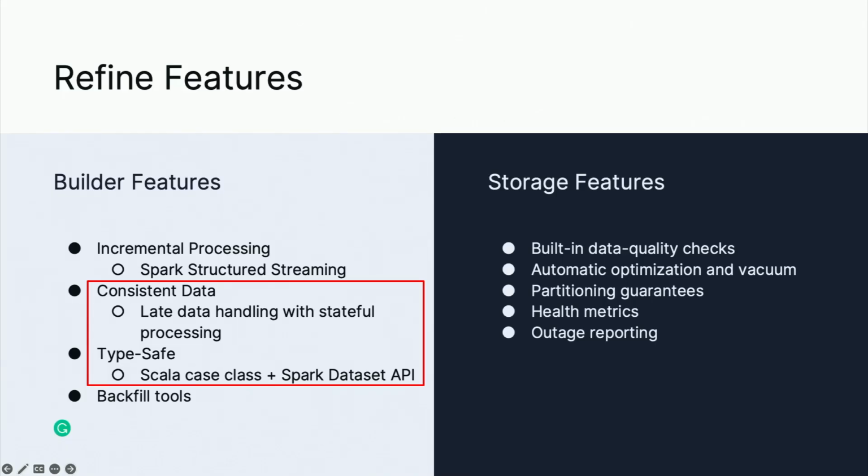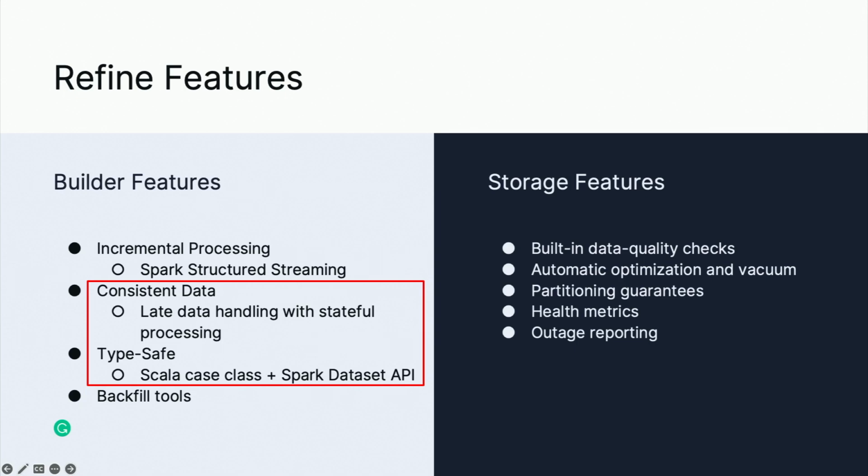A little bit about refined features. There are two groups of features, builder and storage. In the builder features, we do incremental processing. Within this framework, none of our developers need to invent any offset management. No one needs to keep track of what day's data is complete and what day's data is not complete. Everything works out of the box. The way we do this is by using structured streaming in Spark, which has an offset management system built in.